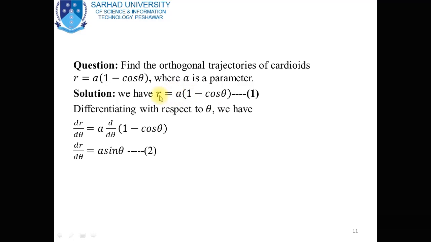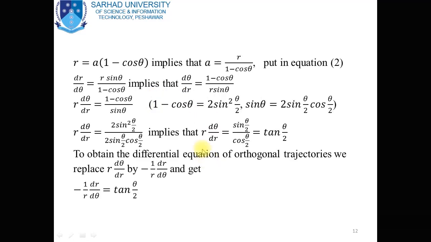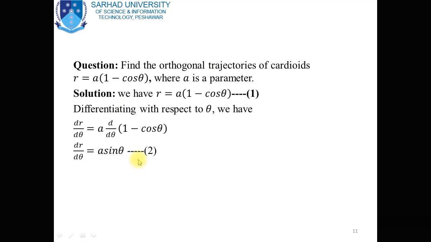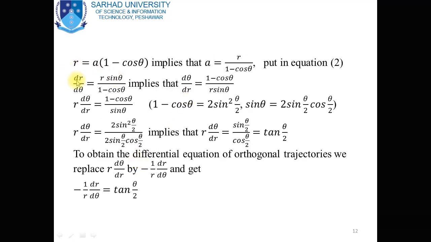We obtain a is equal to r divided by 1 minus cos theta. Now putting this value of a in this differential equation, we obtain dr by d theta is equal to r sine theta divided by 1 minus cos theta, and this equation can be written as d theta by dr is equal to 1 minus cos theta divided by r sine theta.